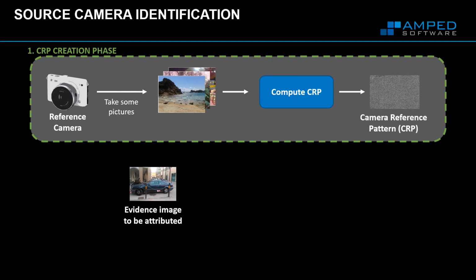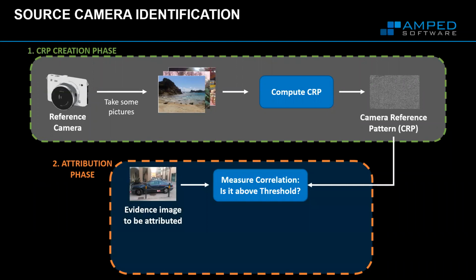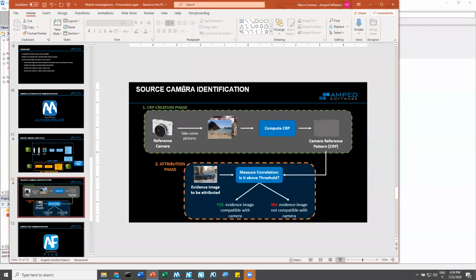Now that we have this estimate, we can extract the noise from the image and measure a correlation score between the camera reference pattern and the noise in the image. And we can set a threshold, and if we are above the threshold, we will say that the evidence image is compatible with the camera. Otherwise, we will say the opposite. Now, it may seem complicated, but it's very easy to do with Authenticate.